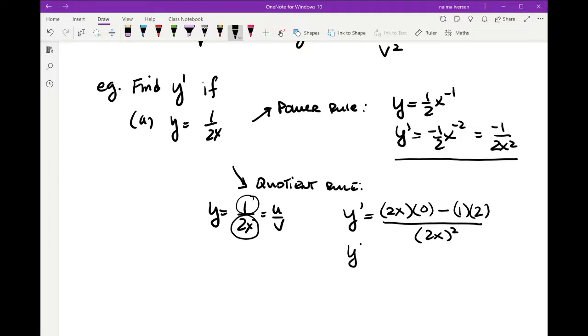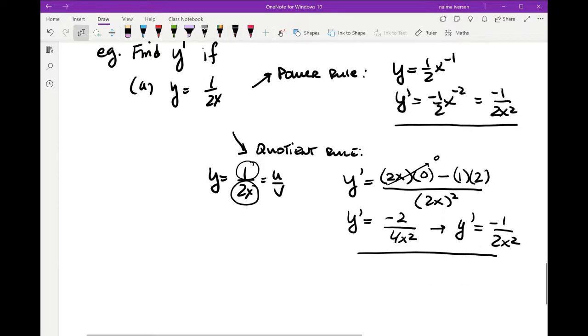So let's simplify that. Out the top, 2x times 0 is going to be 0, minus 2, I'm going to get negative 2. 2x all squared is going to be 4x squared, and when I simplify that, I'm going to get y prime is equal to negative 1 over 2x squared. Same answer.